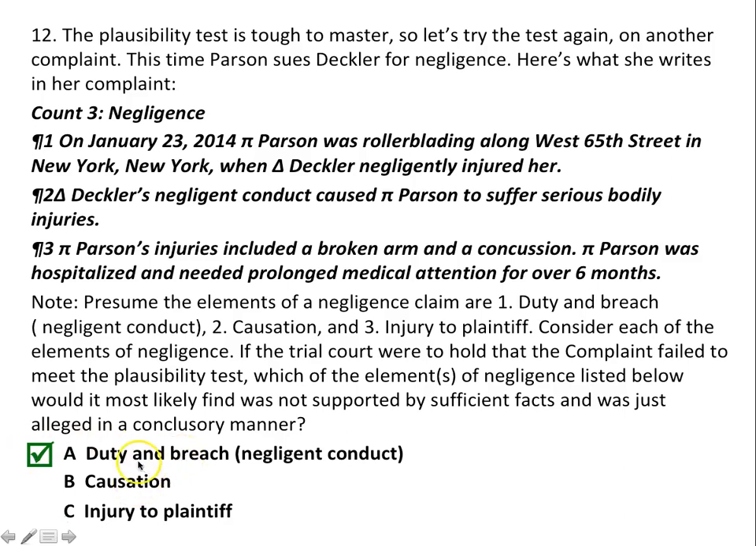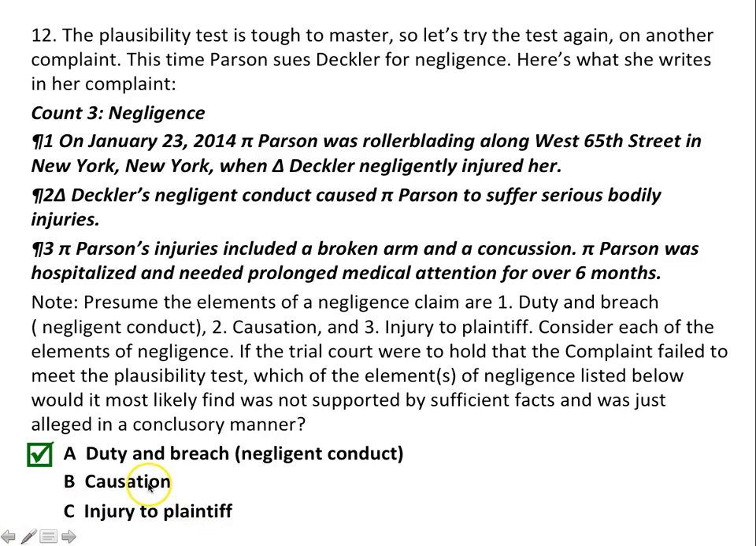Let's do the easiest one, injury to plaintiff. If you look at paragraph 2 and 3, 2 says that plaintiff suffered bodily injuries, and then 3 gives us lots of facts, a broken arm, a concussion, hospitalization. So there's lots of concrete facts which, presumed true, are going to show injury to the plaintiff.